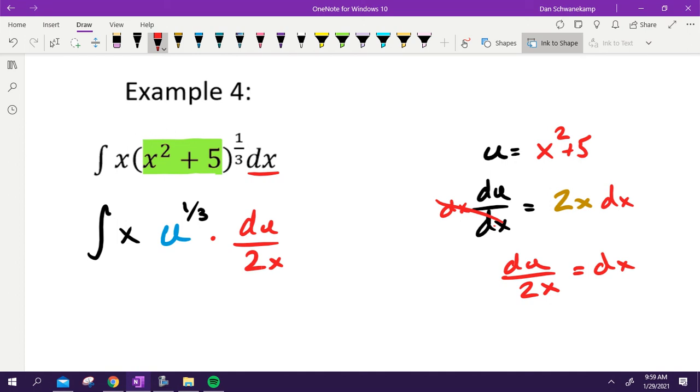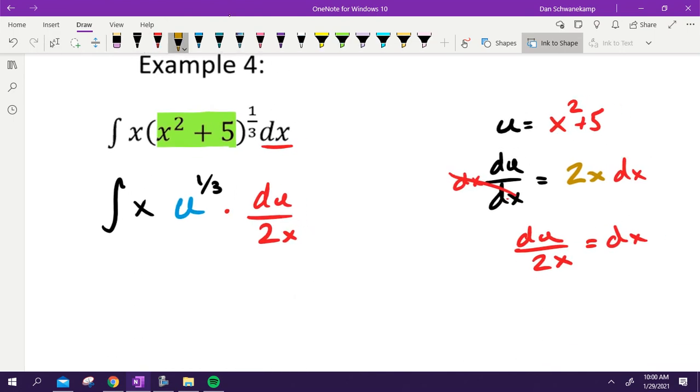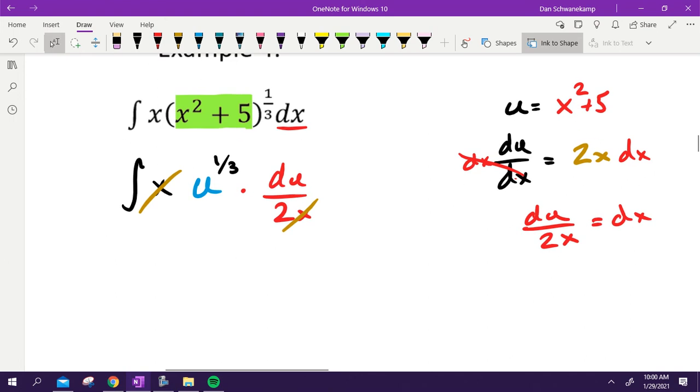If you did this problem correctly, there should no longer be any x's in it by the time I'm ready to integrate. Right now I have x's and u's. I don't like that. I want there just to be u's. Is there any way I can fix that problem? The x's cancel. If you created the correct u and took the derivative correctly, the whole reason we pick what we pick is that the x's will cancel. So those two x's are going to cancel based on what we set up. Now we can do the rest of this problem.